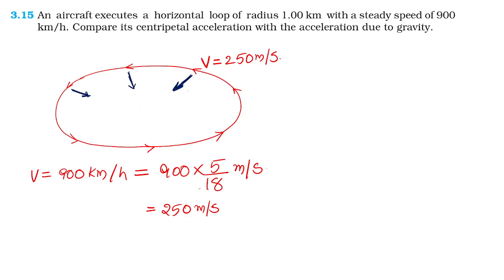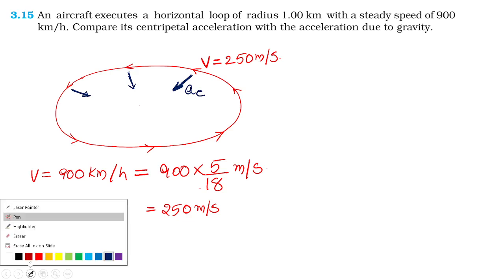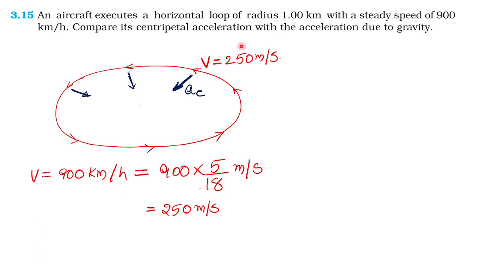If force is there, definitely acceleration is there. Acceleration may be defined as the force per mass. One unit mass experiences how much force? We may define it like that. A equal to F by M. One kilogram mass experiences how much force? So that AC I want to find out. AC is necessary to keep the circular track. The question is to find the centripetal acceleration.